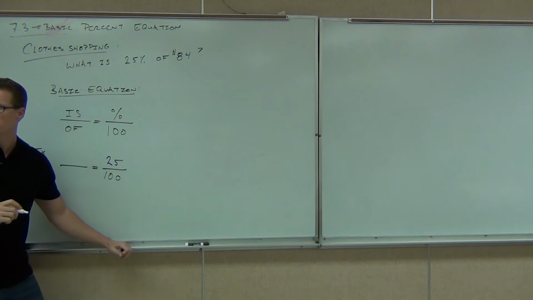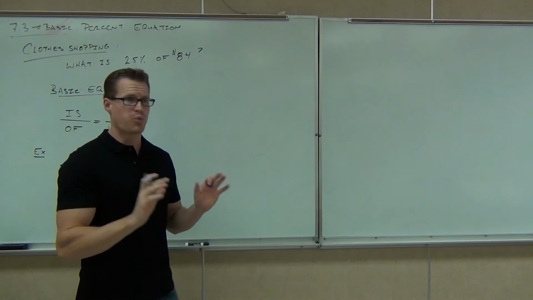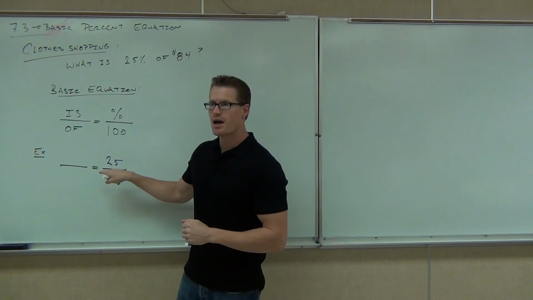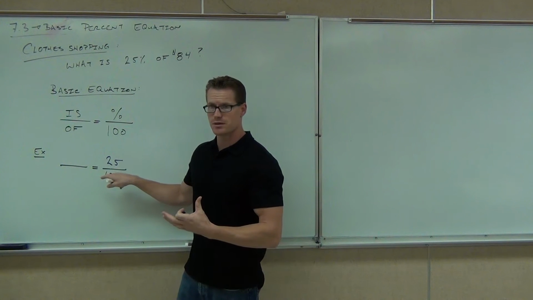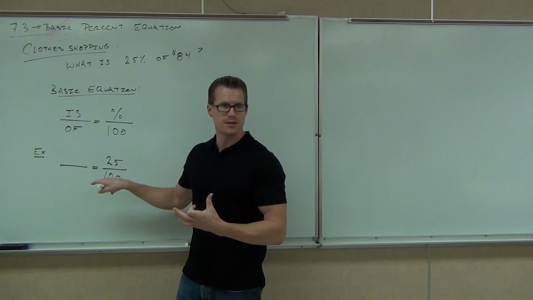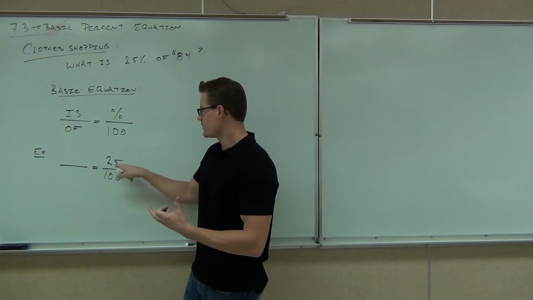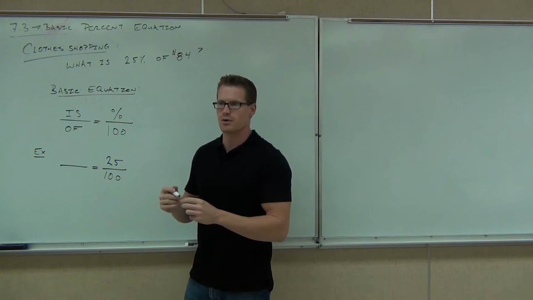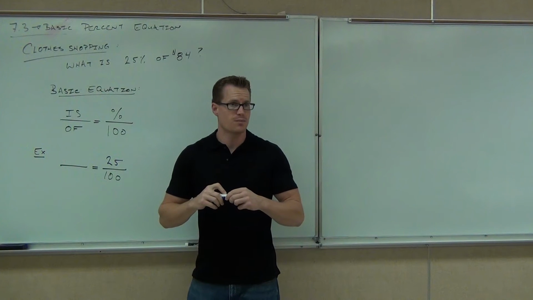Are you okay on that? Notice how we don't have to change it to 0.25. We don't have to do that because the dividing by 100 does that for us. You with me on that? So the 25 over 100, that is 0.25. You're just going to leave it as 25 over 100. See where that 25 is coming from?